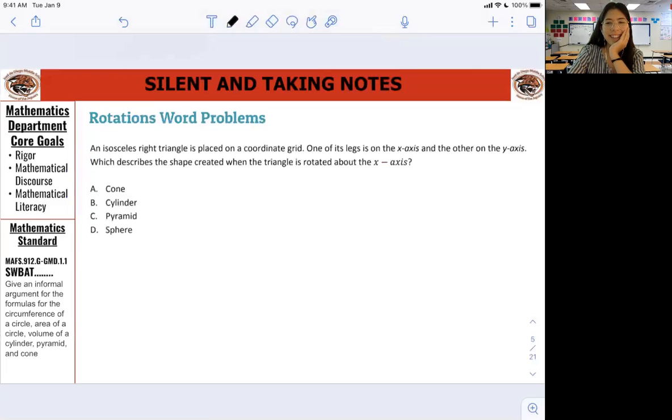All right. An isosceles triangle is placed on a coordinate grid. One of its legs is on the x-axis, and the other one is on the y-axis. What describes the sphere created when the triangle is rotated about the x-axis?